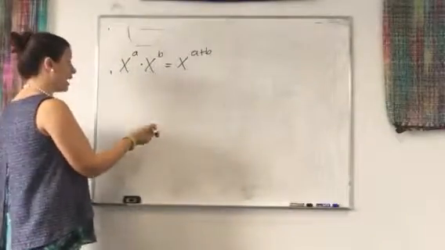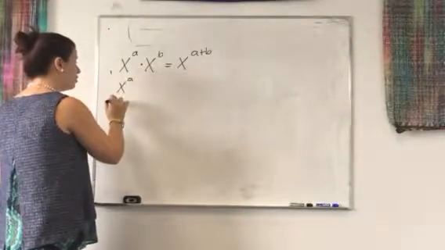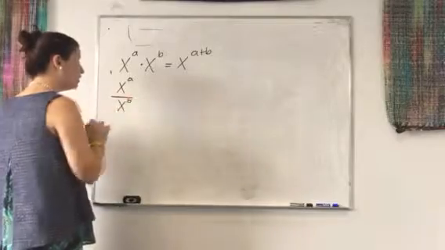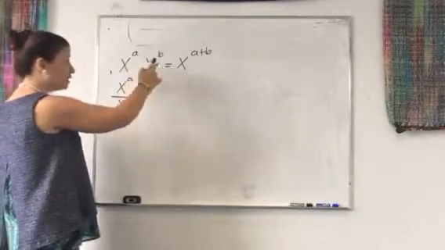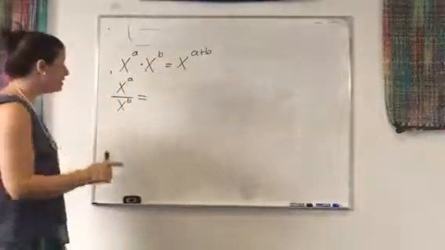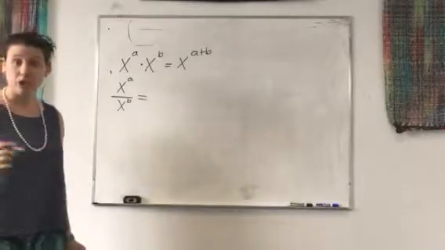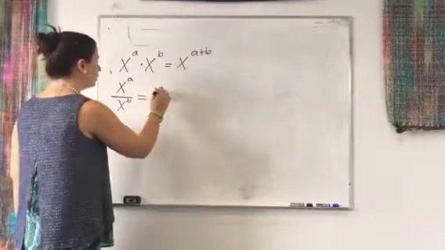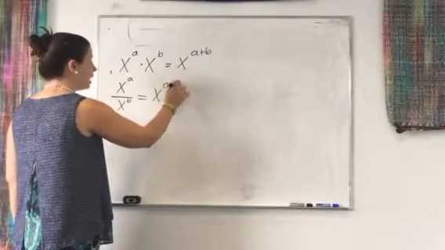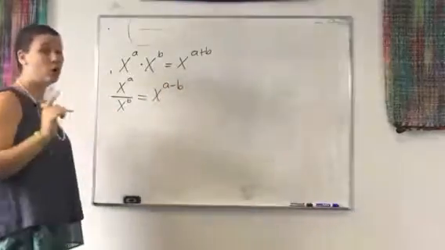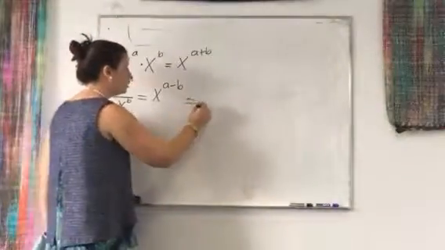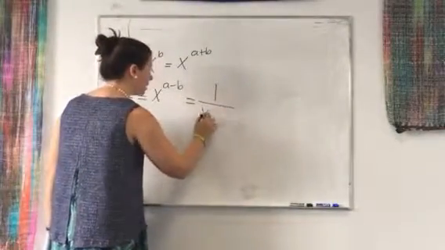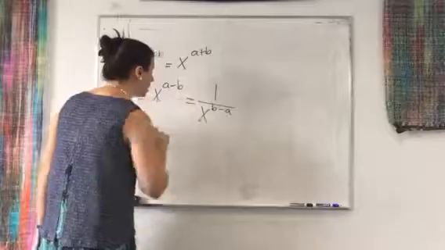So going along with that, if we have almost the same thing but with division. So multiplication means we add, division means we subtract, right? We're taking away some of the x's. So we have either x to the a minus b, or you can go to the bottom and make it x to the b minus a.